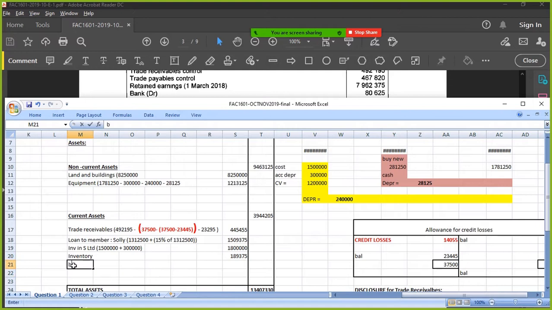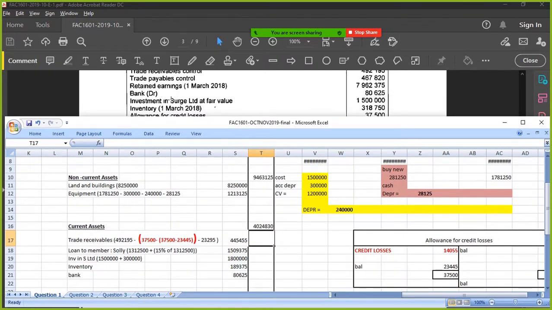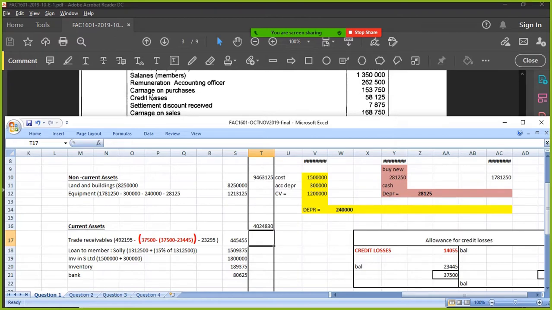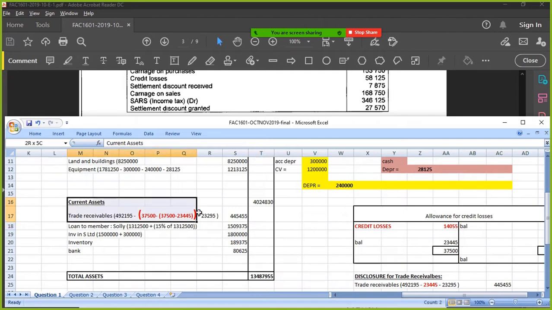Yeah, bank definitely has to go there. I left that one out. 80625. Great. Bank is a debit, so it is an asset. So that needs to go up. Yeah, I agree with that. The investment I've got, yes. The inventory I've got. The allowance I've got. Sales, purchases, general, all of that I've got. The rest is fine. Yeah, that's perfect. Great. Good job.